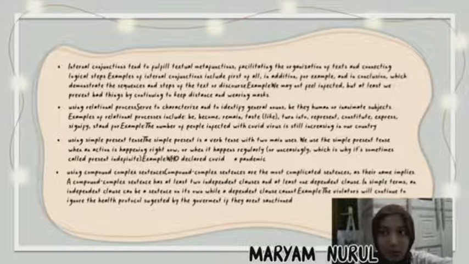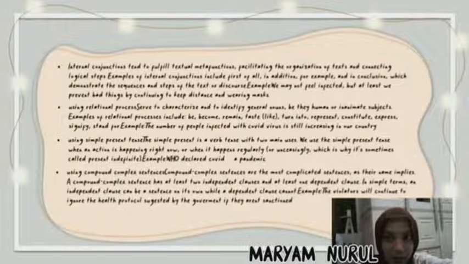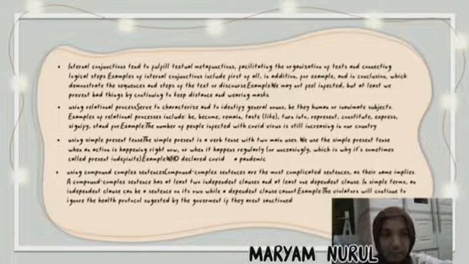Next, using simple present tense. The simple present tense is a verb tense with two main uses. We use the simple present tense when an action is happening right now, or when it happens regularly or unceasingly, which is why it's sometimes called present indefinite. Example: WHO declared COVID a pandemic.